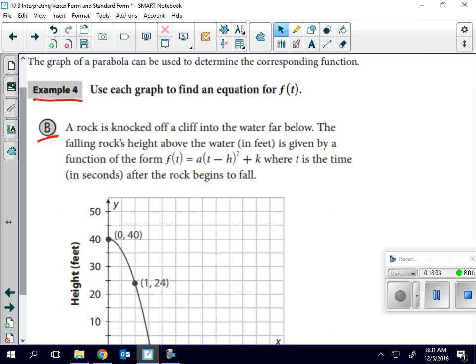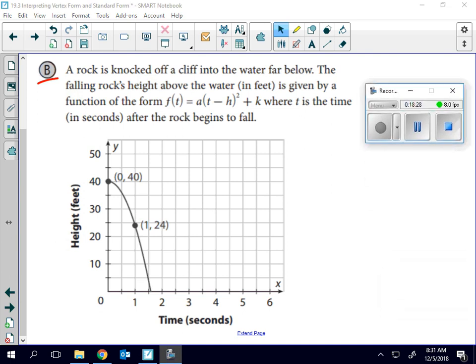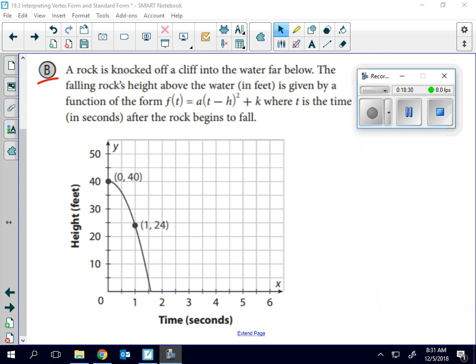A rock is knocked off of a cliff into the water far below. The falling rock's height above the water in feet is given by the function of the form f of t equals a times (t minus h) squared plus k, where t is time in seconds after the rock begins to fall. So the important thing obviously is this graph. You can sketch a graph of that. And we need to use the vertex and another point, which they give us. Here's the vertex, and here's our second point to find the function. All right, so I have h, k.